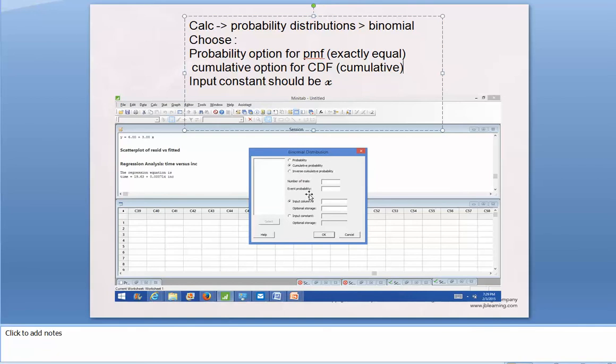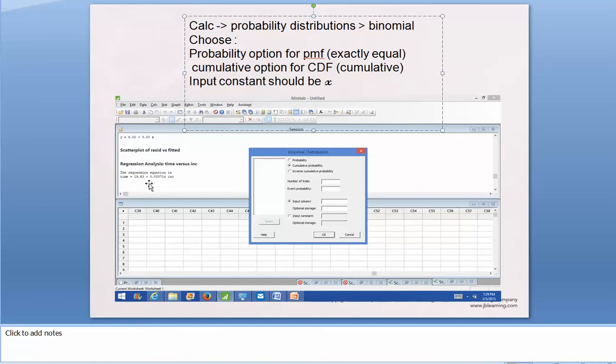And then you need to put in your number of trials in here, n, and then event probability is the same as success probability, okay? And then right here you click input constant, and then this will get activated or highlighted. Then you will put the little x you want. If you want to find the PMF for x equal to 1, you will have to put 1 for input constant. X equals 2, you have to put 2, and so forth. And then you click OK, and then you will get the answer right here.